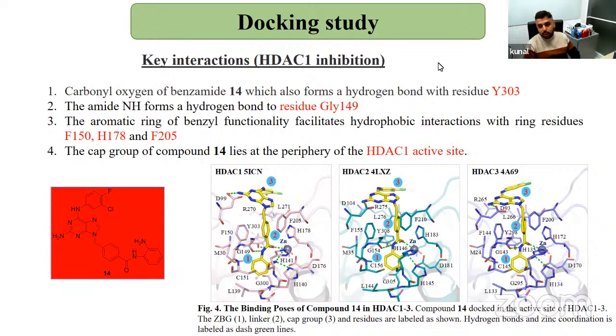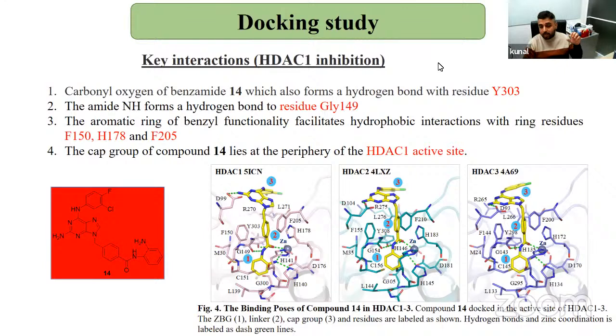This means we know that compound 40 is a very potent anti-cancer compound. We know that compound 14 is a very, very potent enzymatic inhibitor. Now we just want to know the reason why it is showing such a magnificent enzymatic profile. What are the groups responsible for that? Of course, this study is not going to help us much now, because we have already identified a potent compound.